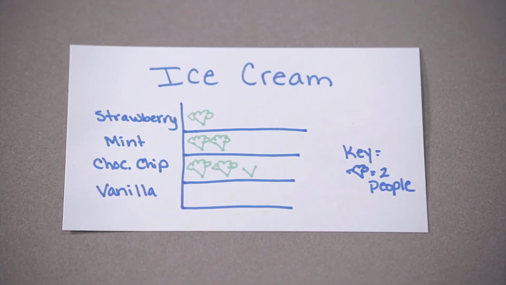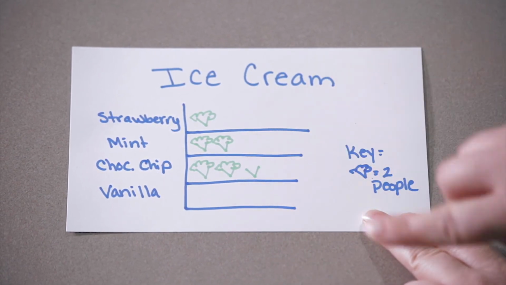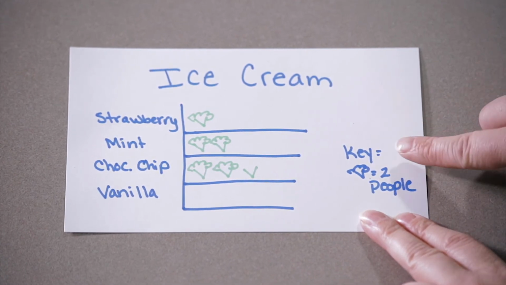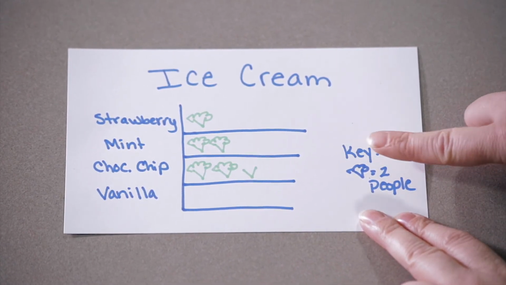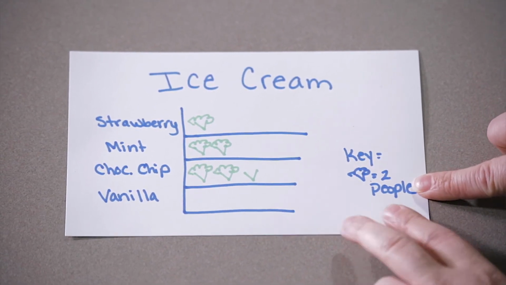Now, we also talk about graphs. They use graphs to sort data, answer word problems, and they will also create their own graphs. You can make a graph at home by asking family members or friends what kind of ice cream they like. As you can see here, we have a key for our ice cream graph. Each ice cream cone equals 2 people.